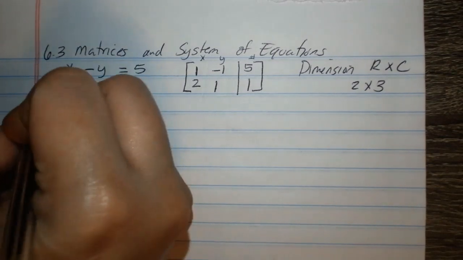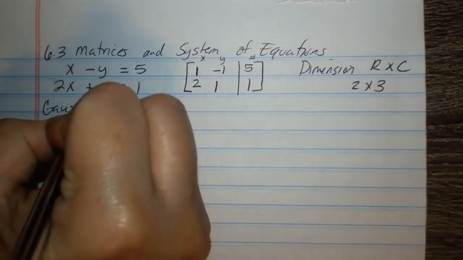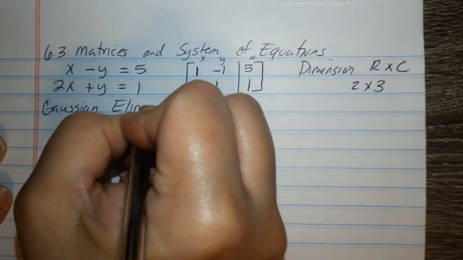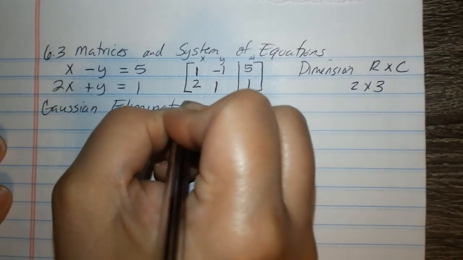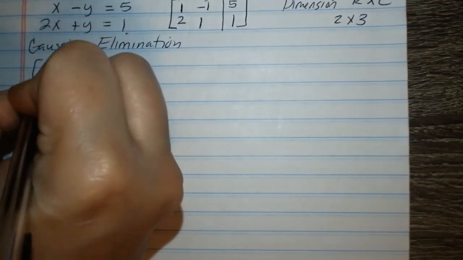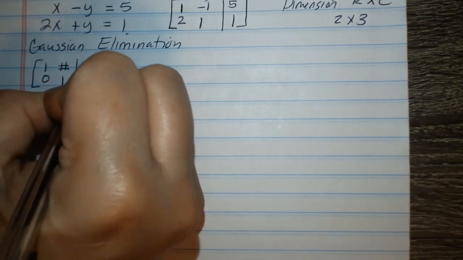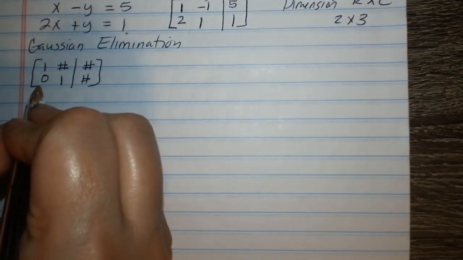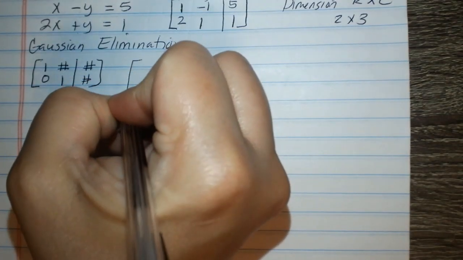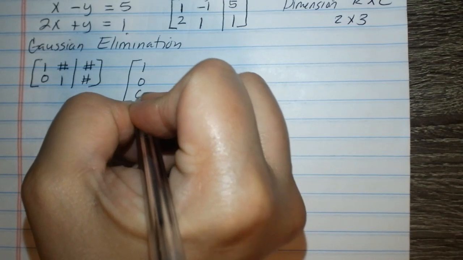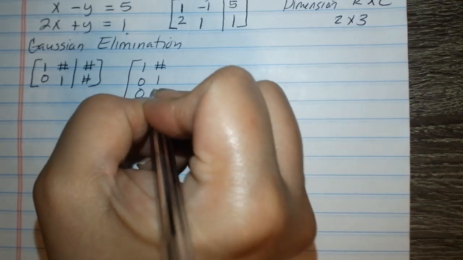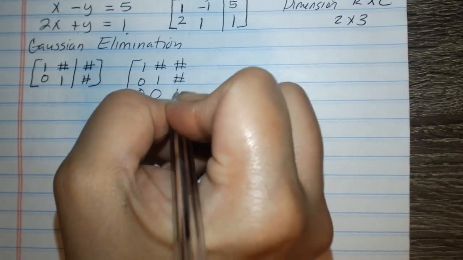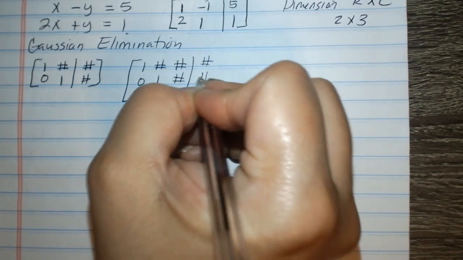We're going to learn Gaussian elimination. When we do Gaussian elimination, your goal is to have 1, 0, a random number, a 1, a number, and a number. Your diagonal of 1s with 0s on the bottom left. If it were with 3, it would be 1, 0, 0, number, 1, 0, number, number, 1, number.